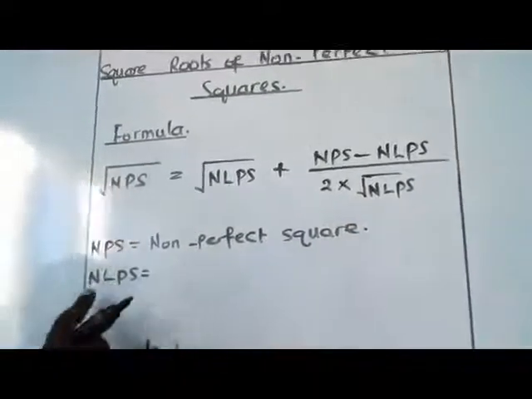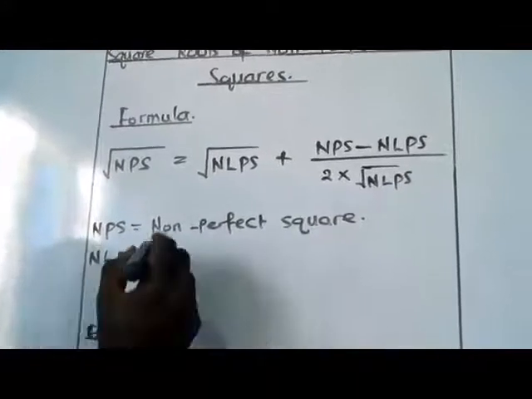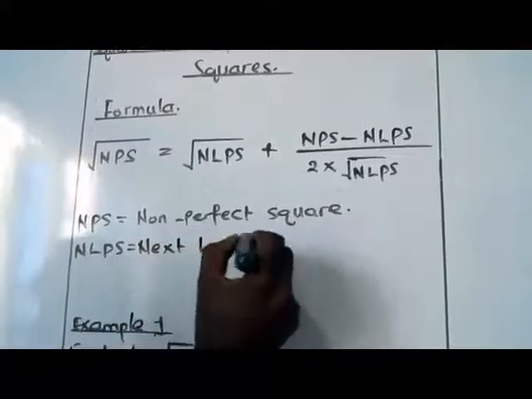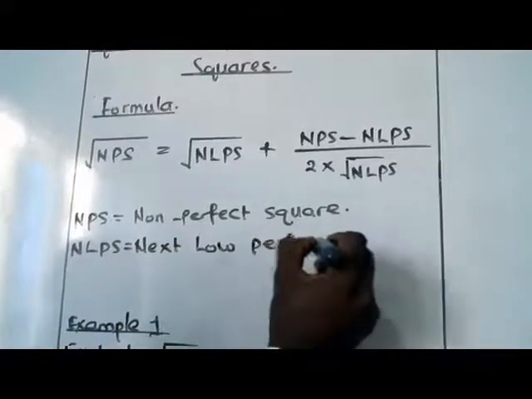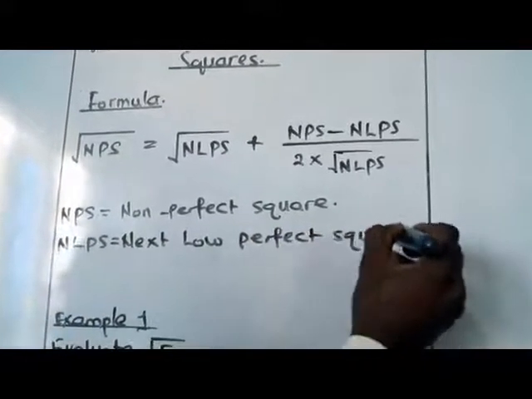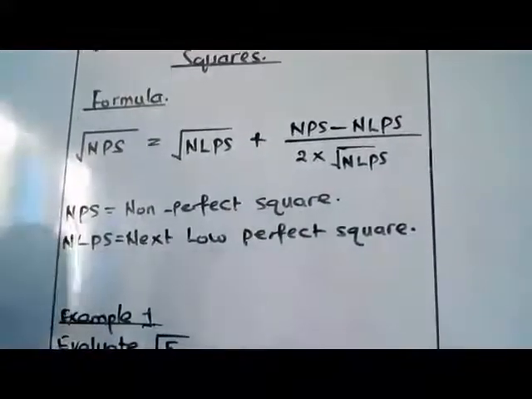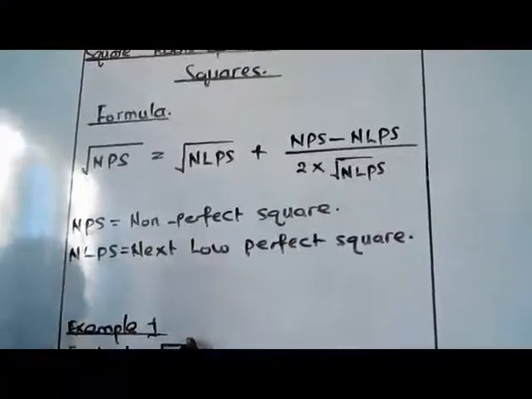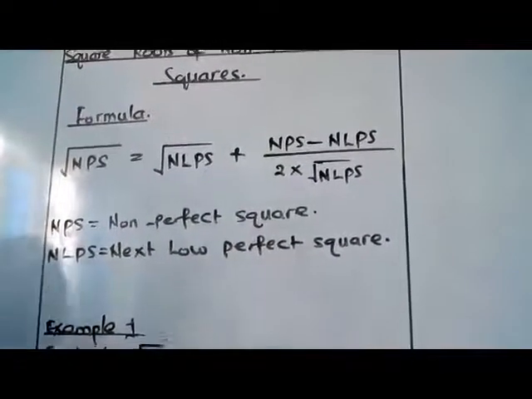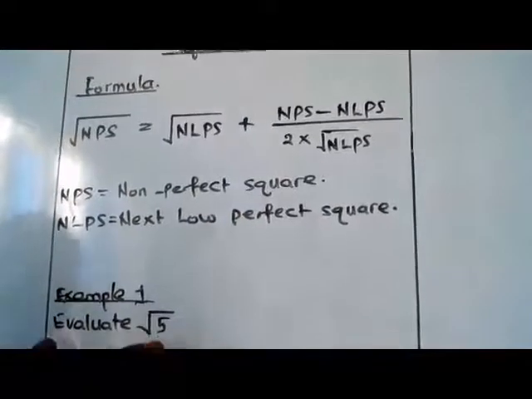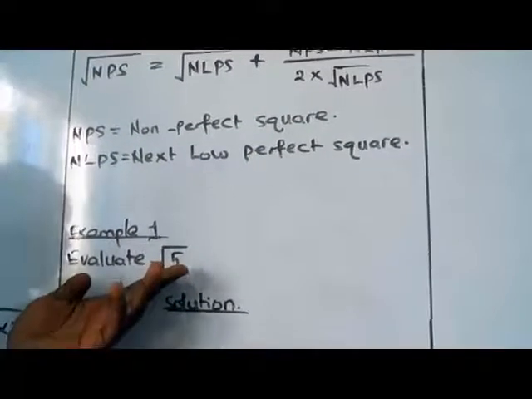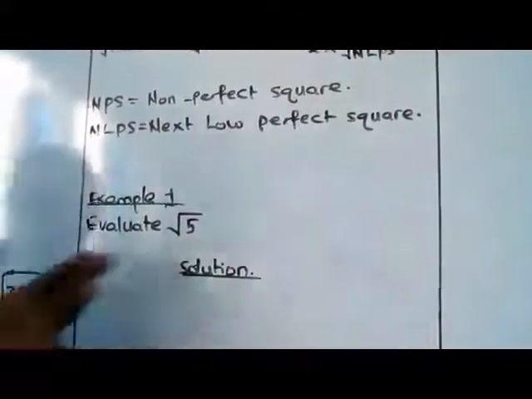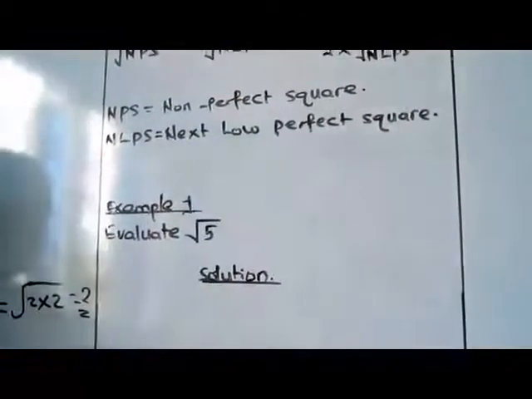Now here we have NLPS. This represents next lower perfect square. Alright, so I'm going to use all these to explain how you can find the square root of a number that is not a perfect square. Sometimes you get engaged in solving some questions and you are locked up. When you get to a step like this and you feel this is the final answer, you can actually get something closer. Now, to evaluate the square root of 5 is very simple.